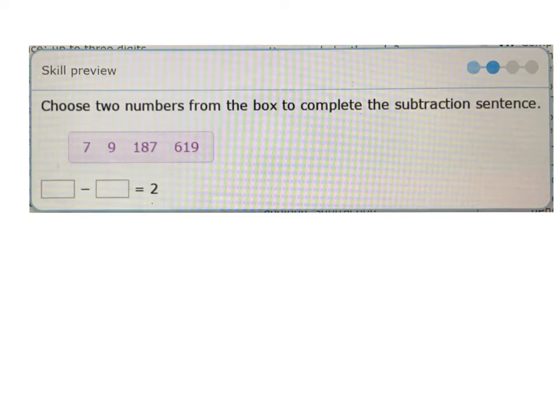In this video, we're looking for a difference again. So it's asking us to choose two numbers from the box to complete the subtraction sentence. So one number minus the other is 2. So the difference between the two numbers has to be 2. We're going to be using our estimation skills again here.